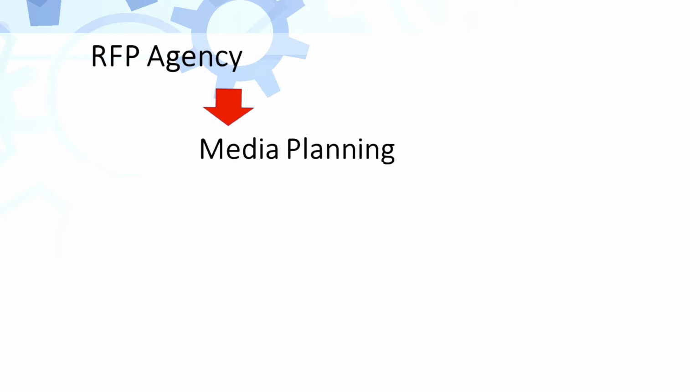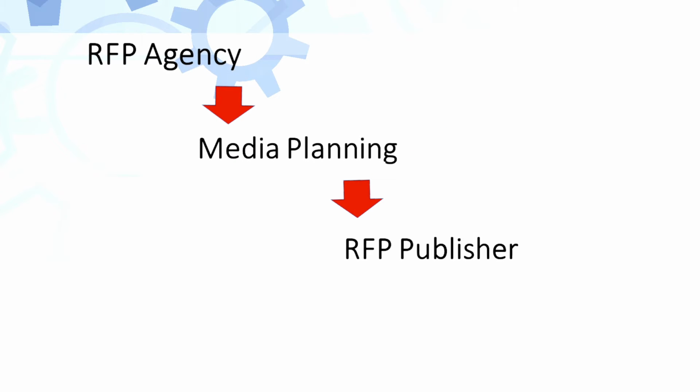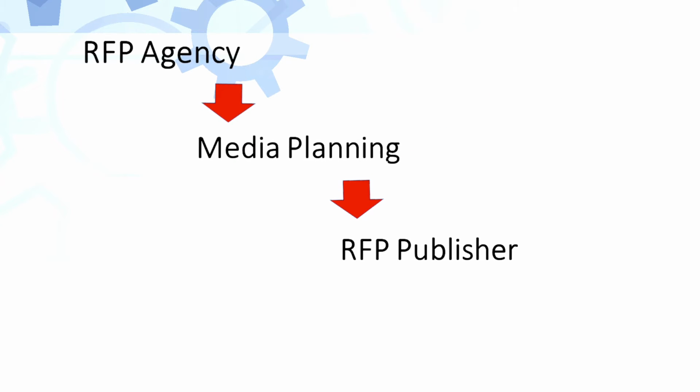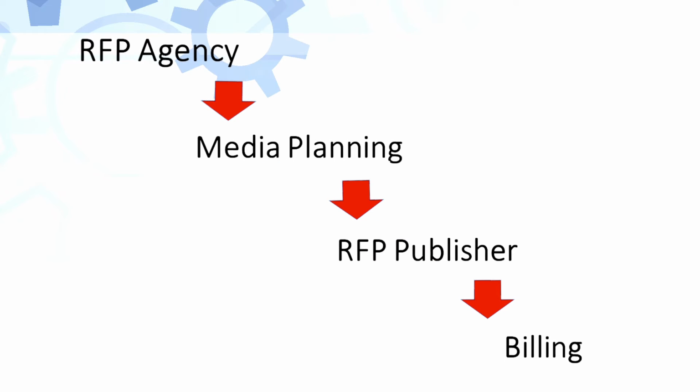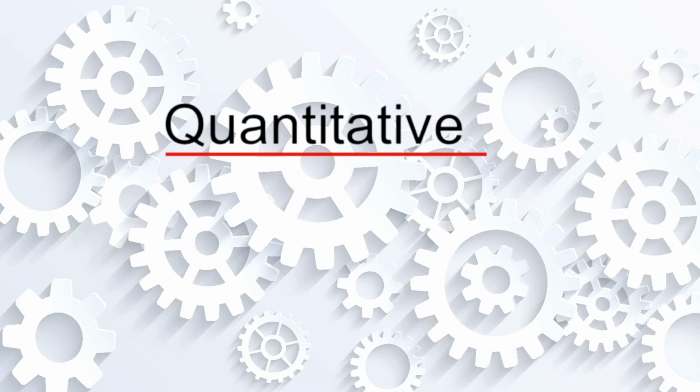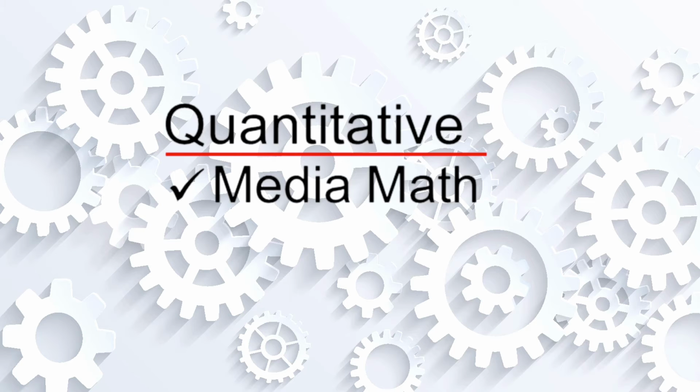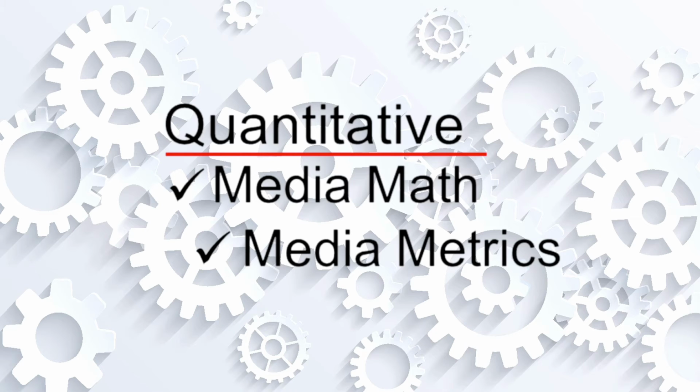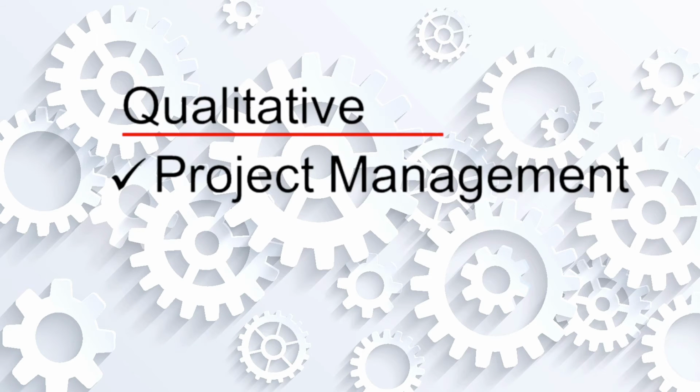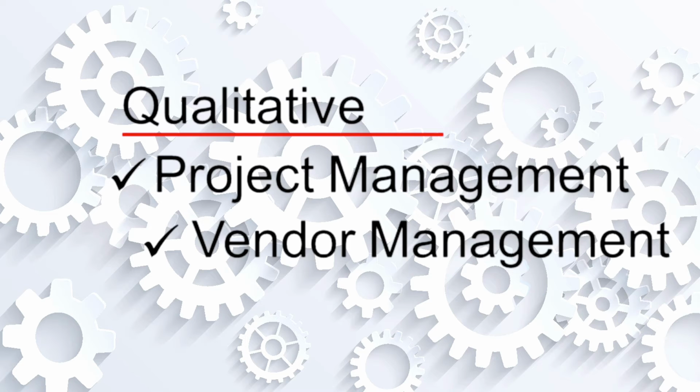We look at the course sequentially, a day in the life of a digital media order. We take it from the RFP process at the agency, work our way through media planning, into the RFP process for the publisher, and then all the way into billing and invoicing. We take a look at both quantitative topics such as media math and media metrics, and also qualitative such as project management and vendor management.